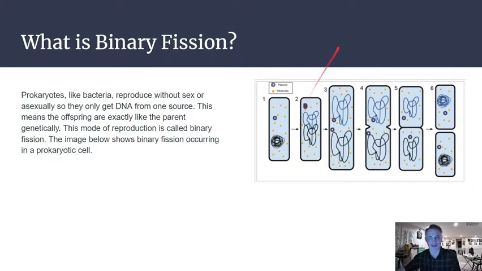And we can look at this image over here. This represents a bacteria cell. It has this circular DNA. The DNA is duplicated. Then it's split up. We split it in half, and then you end up with your new cells.